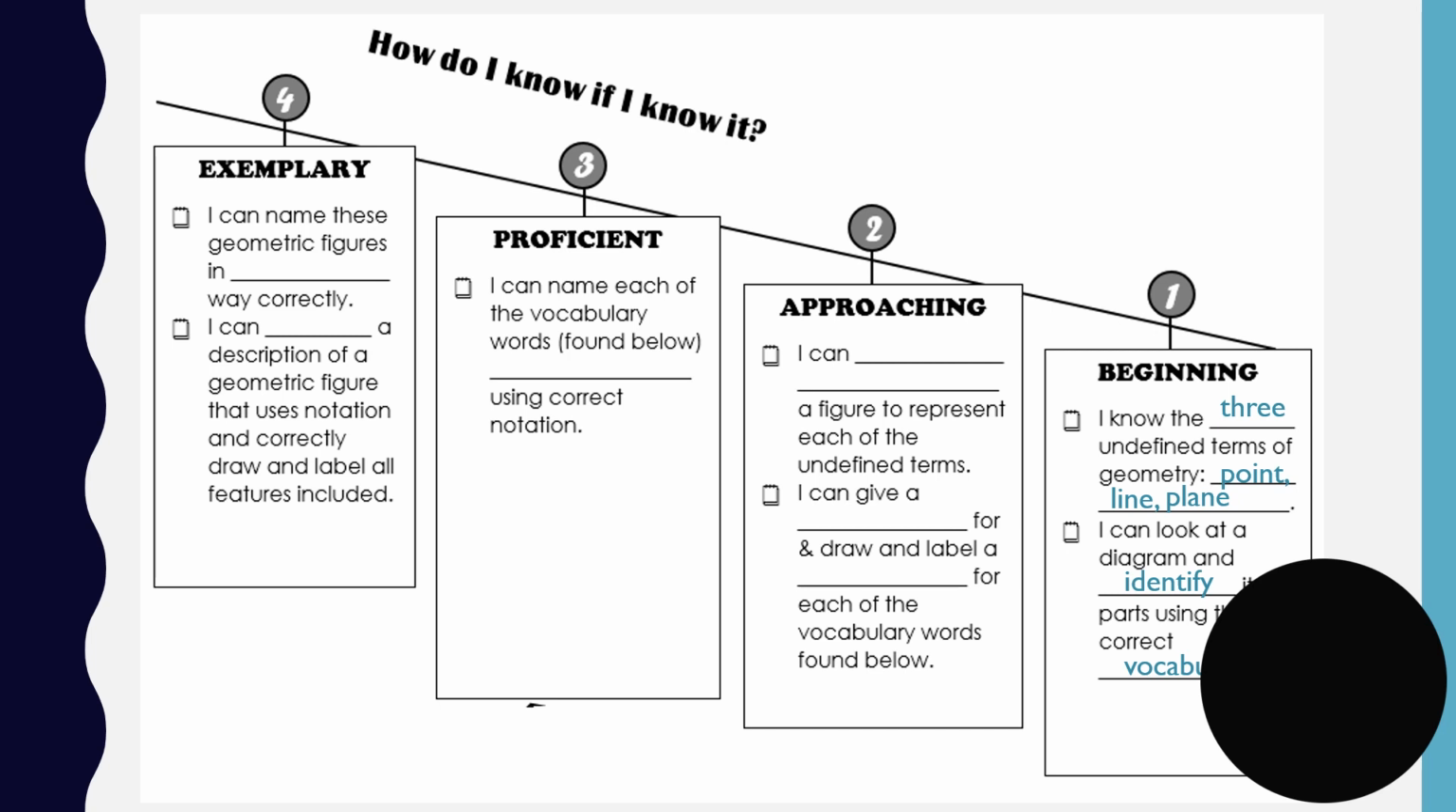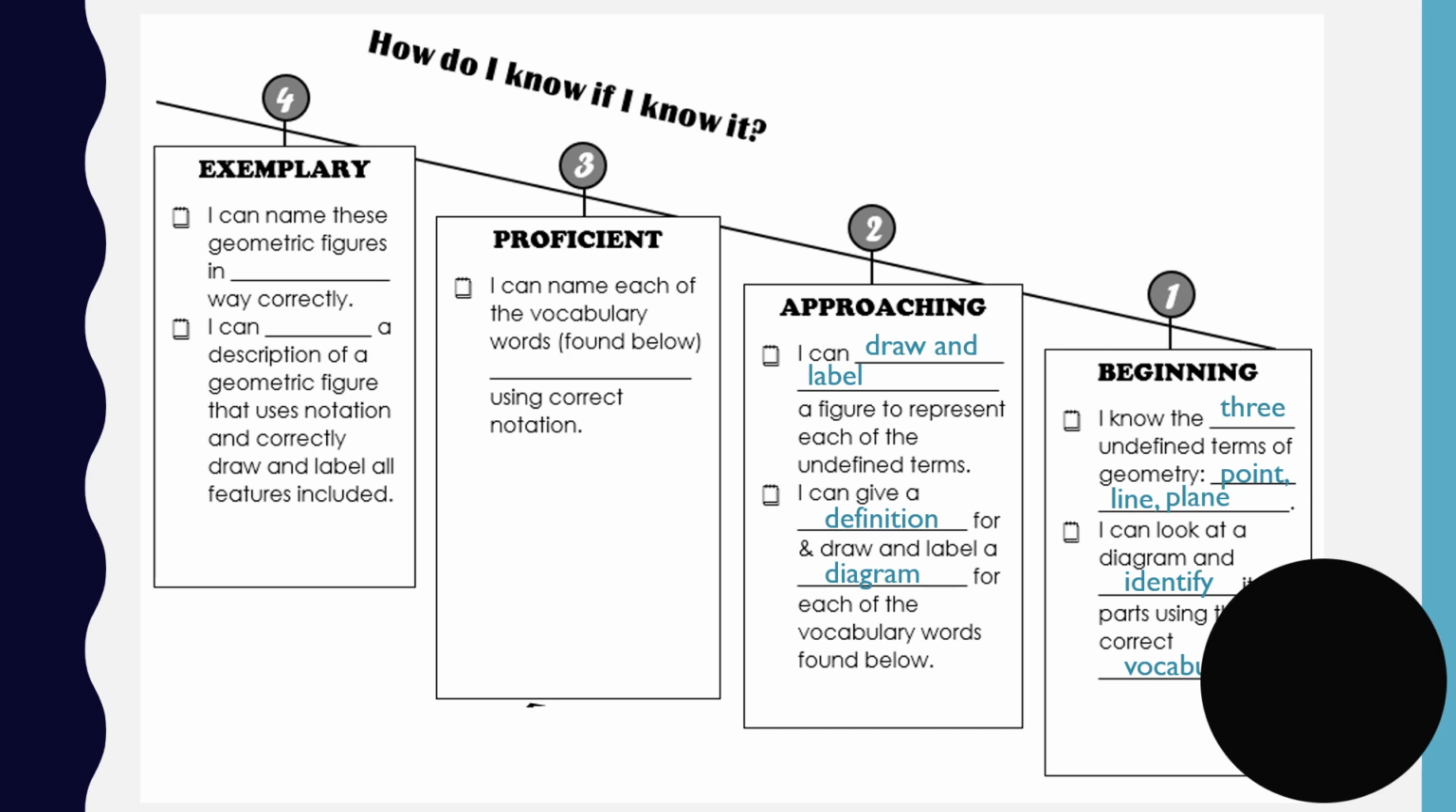Level 2 would be I can draw and label a figure to represent each of the undefined terms. And I can give a definition for and also draw and label a diagram for each of the vocabulary words found below. We're not going to get into that part today, but again, we're just going over what the scale would look like for this standard.